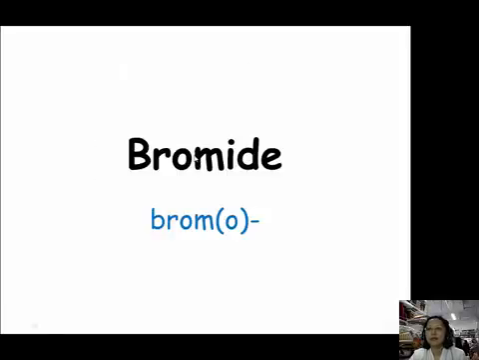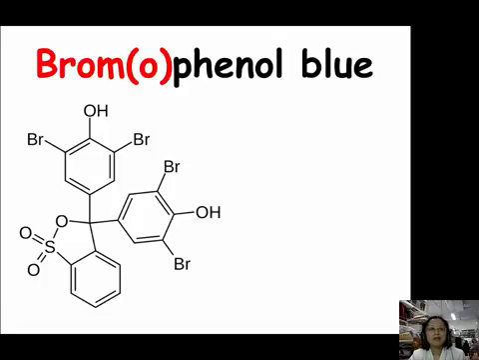For bromide, we have one prefix, bromo, B-R-O-M-O. Our example for bromo is bromophenol blue. Bromophenol blue is an acid-base indicator, and it can be used as a color marker and a dye. In the lab, bromophenol blue is also used as a color marker to monitor the progress of agarose gel electrophoresis and polyacrylamide gel electrophoresis.